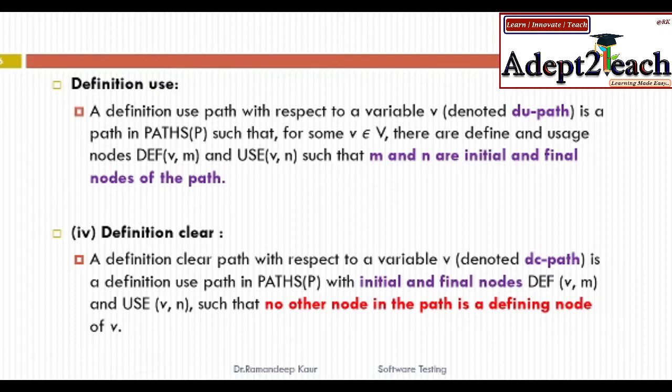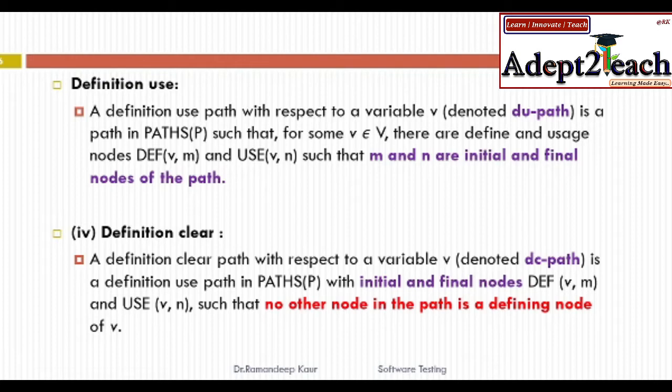So in this definition use path, we can have multiple definitions of a variable. Maybe a variable is defined, let's say, in a loop or in a conditional statement, and the value gets changed. Next is a definition clear path, that is the DC path. These are a type of DU paths wherein multiple defining nodes of the variable cannot be there. That means a variable cannot be defined multiple times other than at the initial node and final node.